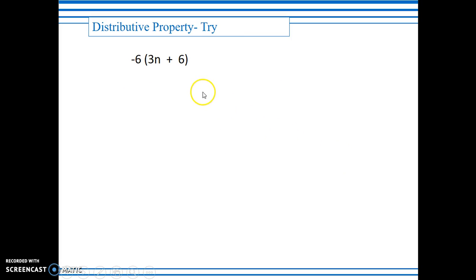So let's have you try a few problems. We have negative 6 times the sum of 3n and 6. Go ahead and try that one. Okay, next we have 10 minus 2 times the sum of 8 and 2a. Now again, we have a subtraction symbol here, and we don't want to lose that subtraction symbol, so we could rewrite it as an addition equation. So we could write 10 plus a negative 2 times the sum of 8 and 2a. So this might be more helpful for you to solve.